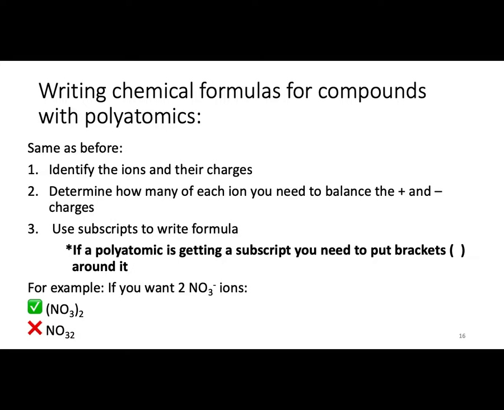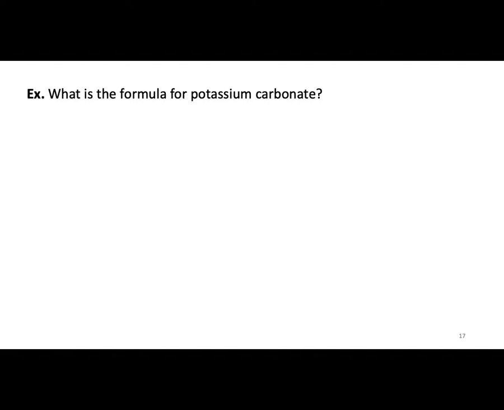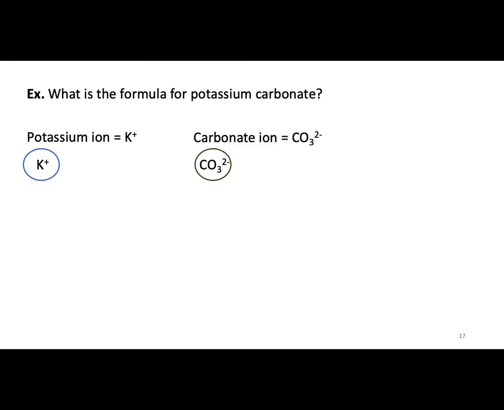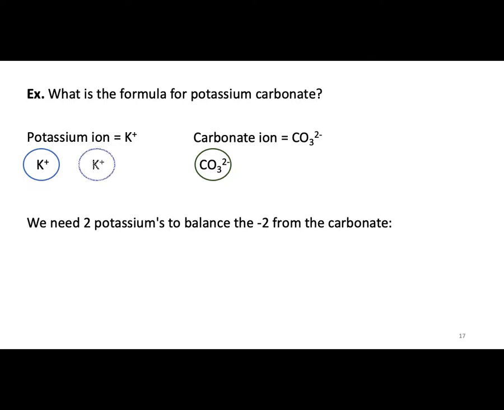That's not right. So what's the formula for potassium carbonate? So the potassium ion is K+, the carbonate ion is CO3 2-. Think about balancing out the charges, and you'll see we need 2 potassiums to balance the 2- from the carbonate. There's our second potassium. Now our charges balance. So our formula is K2CO3.